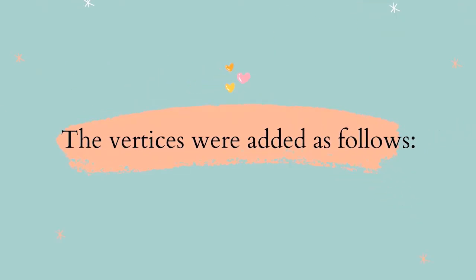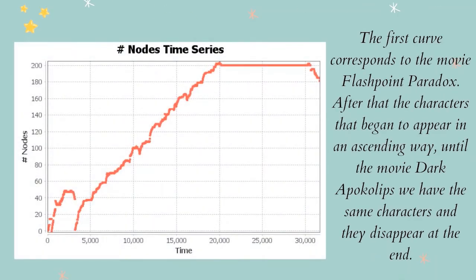The vertices were added as follows. The first curve corresponds to the movie Flashpoint Paradox. After that, the characters began to appear in an ascending way until the movie Dark Apocalypse, where we have the same characters and they disappear at the end.